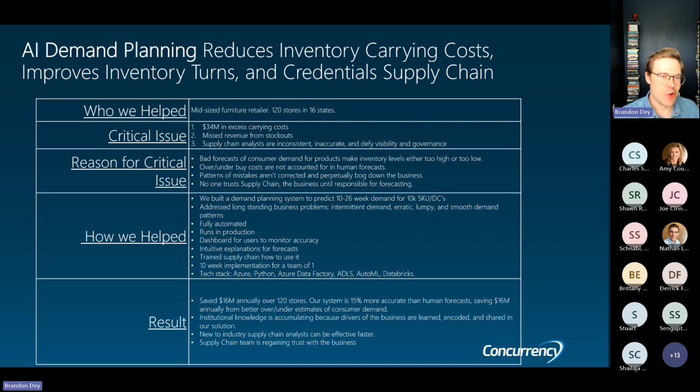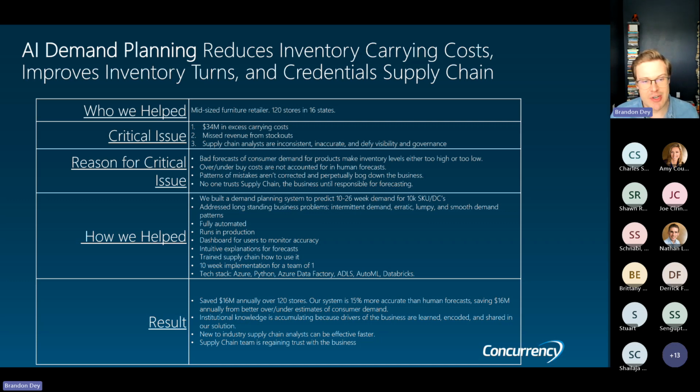Another issue, though, is that the over and under buy costs, they're not accounted for in those human forecasts. What that leads to is essentially patterns of mistakes not being corrected, and you're constantly bogging down the business with the same issue, never really learning or improving. And so we wanted to help, and we did.